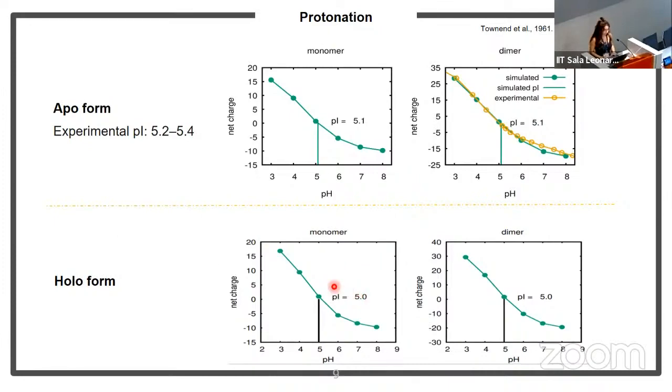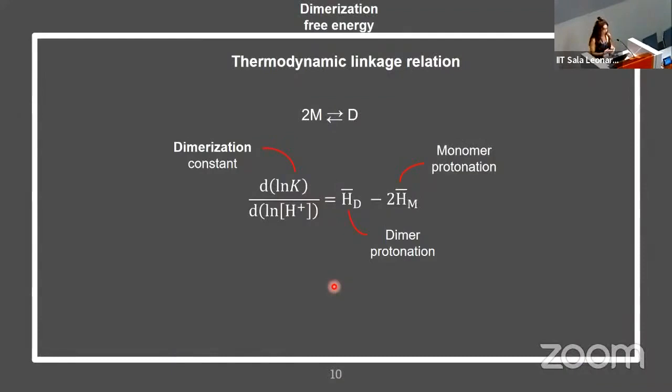So by using only the titration curves, we can obtain the variation of a free energy along a pH range by taking advantage of a thermodynamic linkage relation. Here, I will first show you the dimerization free energy using only the difference of the dimer and monomer protonation curves. And this is a quite interesting approach, since we don't need to study the association process itself.